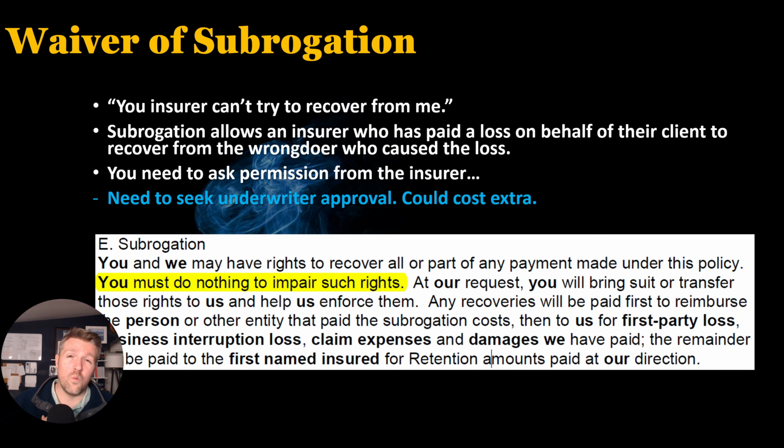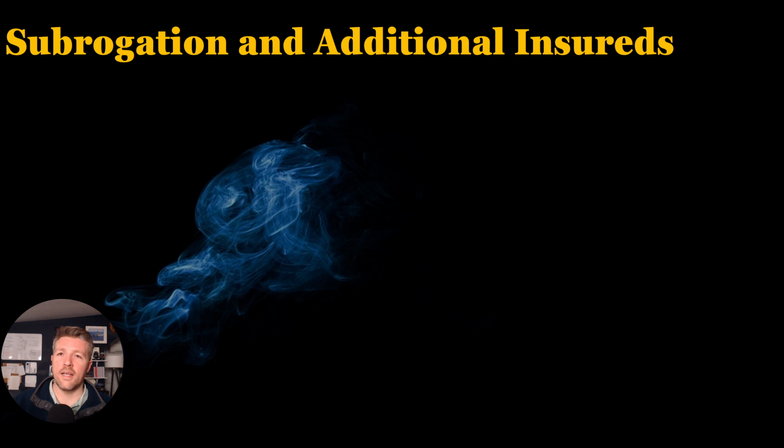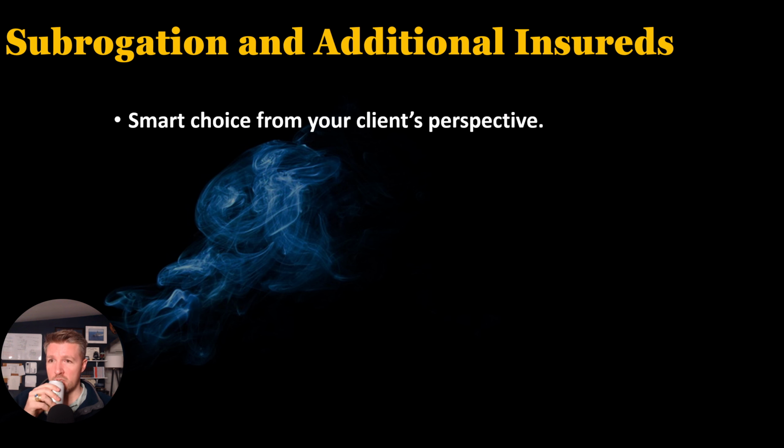And then you'll see here why you need that approval. Very common clause here. This is a subrogation clause. You must do nothing to impair such rights. And then you'll see at our request, you will bring suit or transfer those rights to us and help us enforce them. Hence, subrogation of rights. All right, next, subrogation and additional insureds.